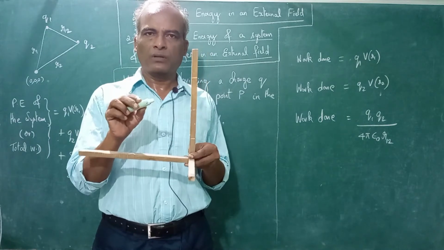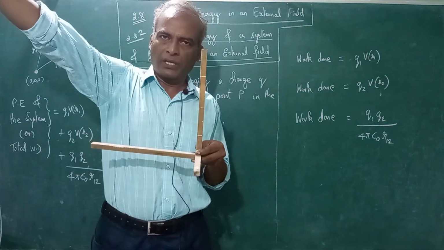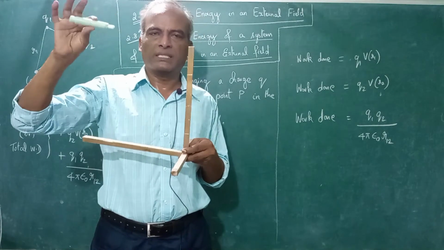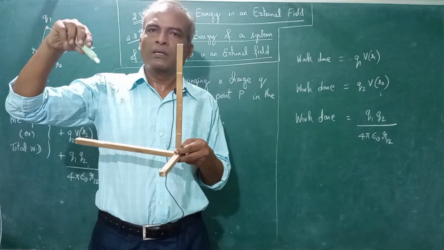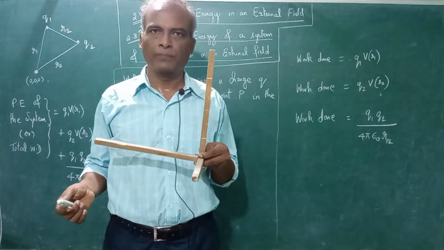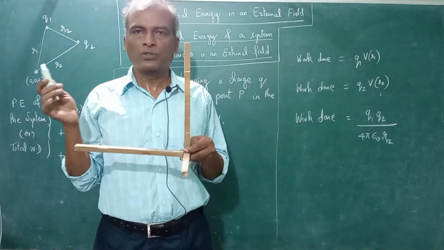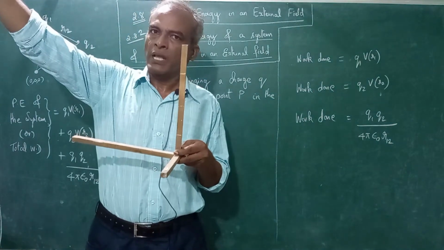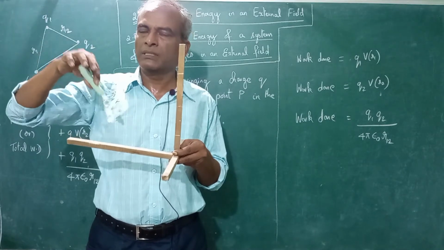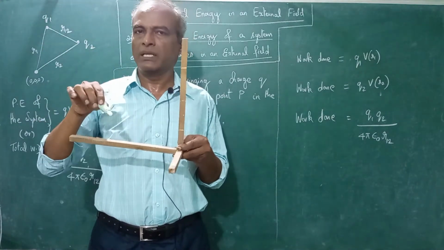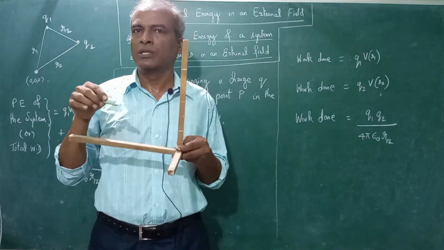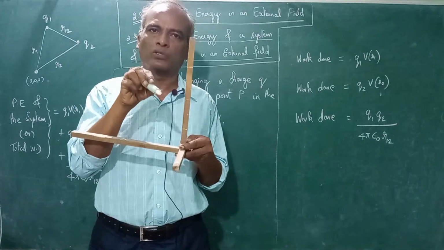Now first of all, this charge Q1 is brought from infinity to this point. So work is being done, due to the external field, as it is placed there. Next we are bringing another charge Q2 from infinity to this point. But in this case, the second charge experiences work done due to the external field as well as due to the field produced by Q1.